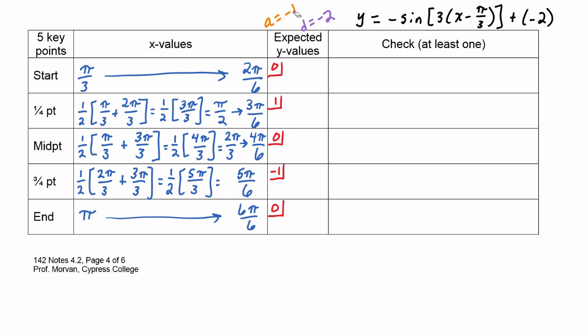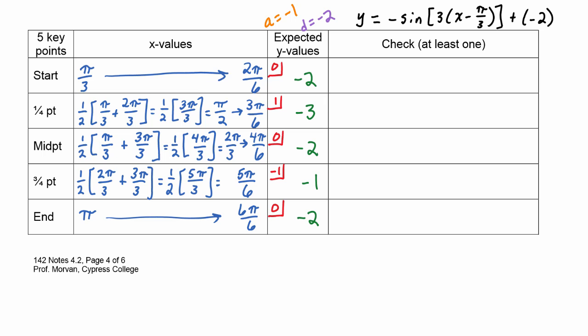So we get 0 minus 2 is negative 2. We get negative 1 minus 2 is negative 3. 0 minus 2, negative 2. Negative 1 times negative 1 is positive 1. Minus 2 is negative 1. And 0 minus 2 is negative 2.